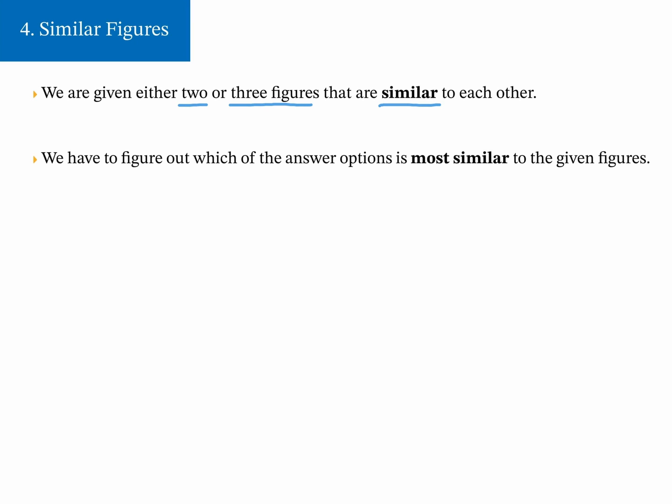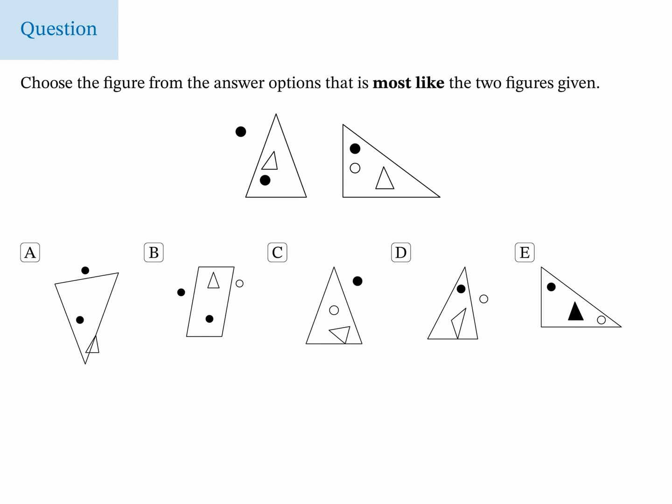But most importantly, what we need to do is to figure out which of the answer options is most similar to our given figures. Now, we have to not only figure out what's similar between the 2 given figures, but figure out which of the answer options is most similar to those. Now, that sounds a bit confusing, so let's take a look at an example. And as always, because we're looking at a new question type, I'll start by reading out the question, and then I'll give you some time to think about it and to figure out what the answer is in each case.